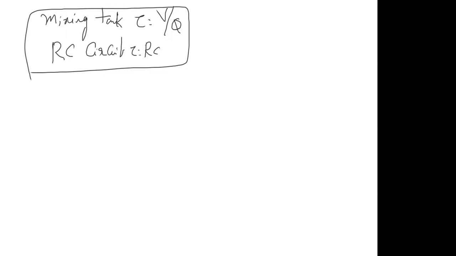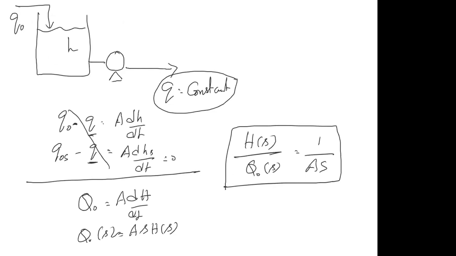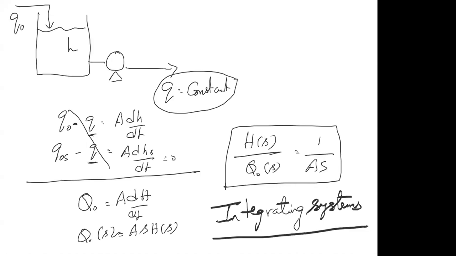This is not a general first order system. This is something which is different. These types of systems are called integrating systems, because this is 1 by AS, a 1 by S kind of system.